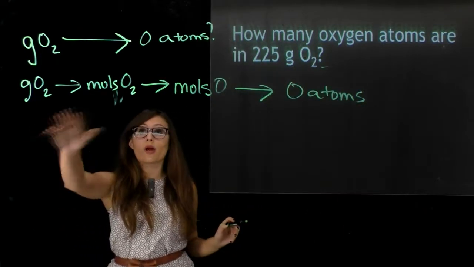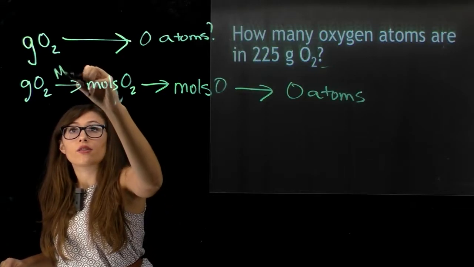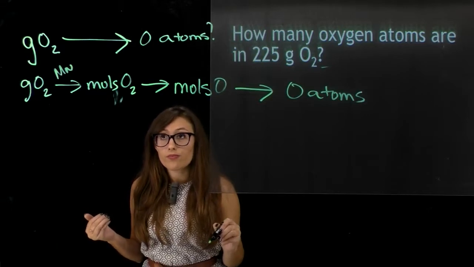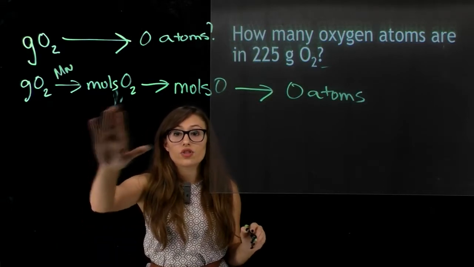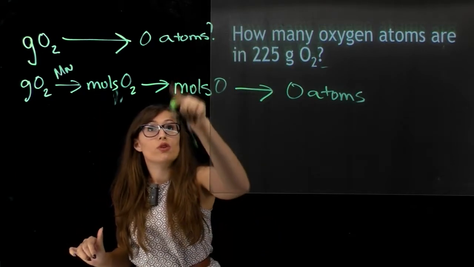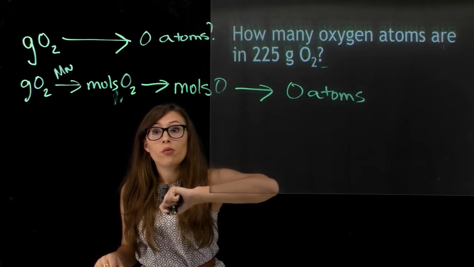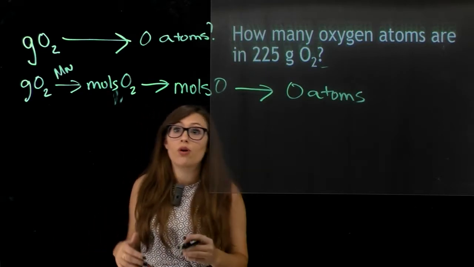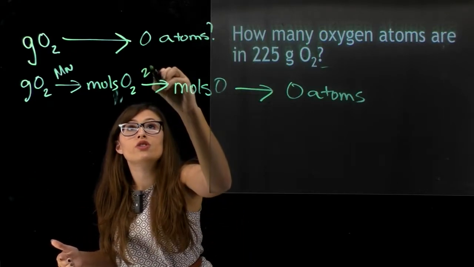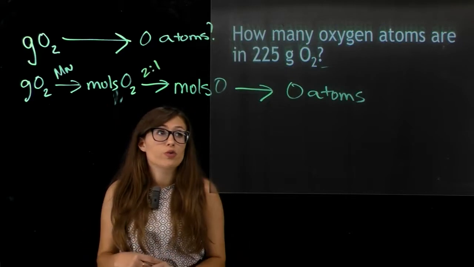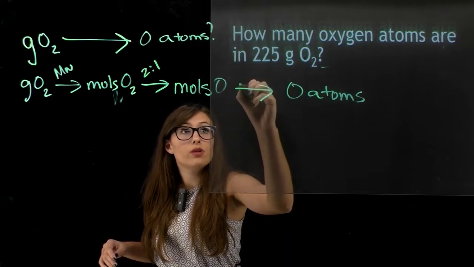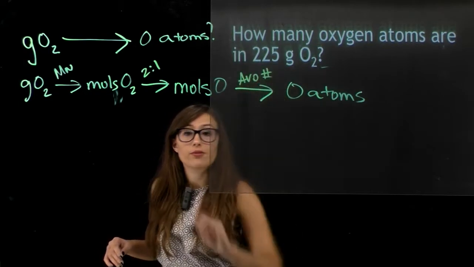Well, in order to go from grams to moles, we can use the molecular weight, because molecular weight has units of grams per mole. In order to go from moles of diatomic oxygen to moles of oxygen, we need to use the ratio of, for every 1 mole of O2, there's 2 moles of oxygen. So we'll use that 2-to-1 ratio to convert between the two. And then finally, to go from moles of oxygen to oxygen atoms, we need to use Avogadro's number.